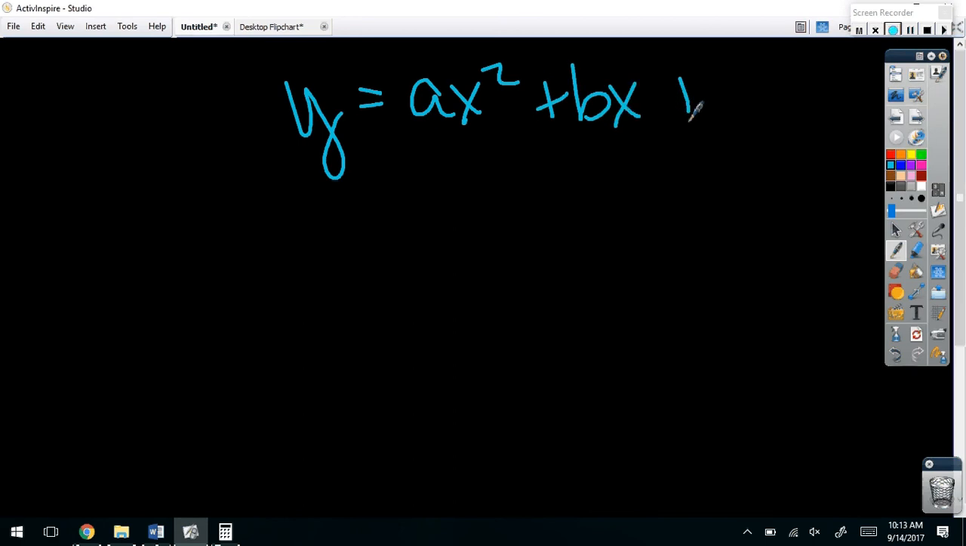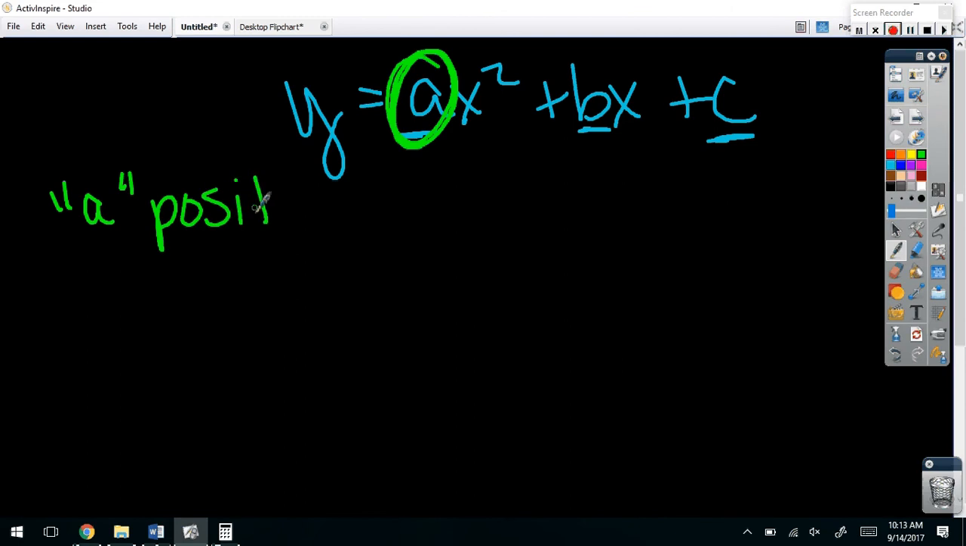There's a couple things you're going to have to know how to do without graphing. One, we have talked about how to identify A, B, and C without even graphing a quadratic. The A tells us two things. A is the number in front, right? If A is positive, the quadratic's gonna open up. Think about positive and happy. It's smiling. It opens up.